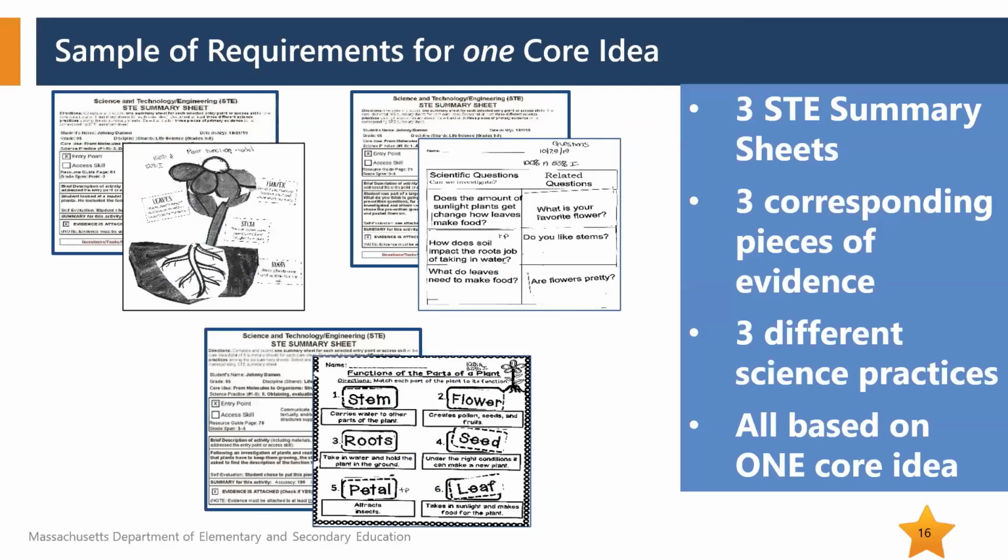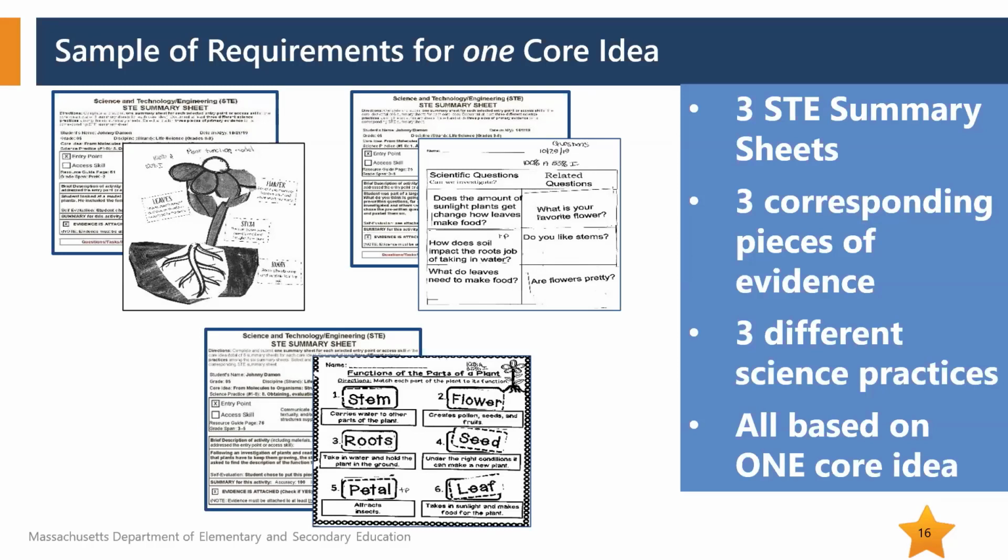And this is just a visual for you to see what that would look like. This is 1 core idea. This would be life science. If you were doing grades 5 and 8, it would be life science. Or it could be 1 core idea actually for high school if you picked biology. But this is what it would look like.